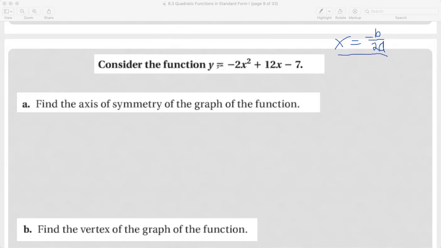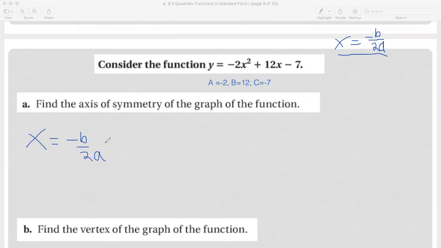Okay, so you always make it a practice to identify your a, b, and c value. A is negative 2. B is 12. C is negative 7. I see a lot of students not take the time to write a, b, and c, and then this is where little mistakes happen because you accidentally plug in the wrong letter. So it's quick to do it. I recommend it. You'll prevent little mistakes. Okay, so the axis of symmetry is x equals negative b over 2a.